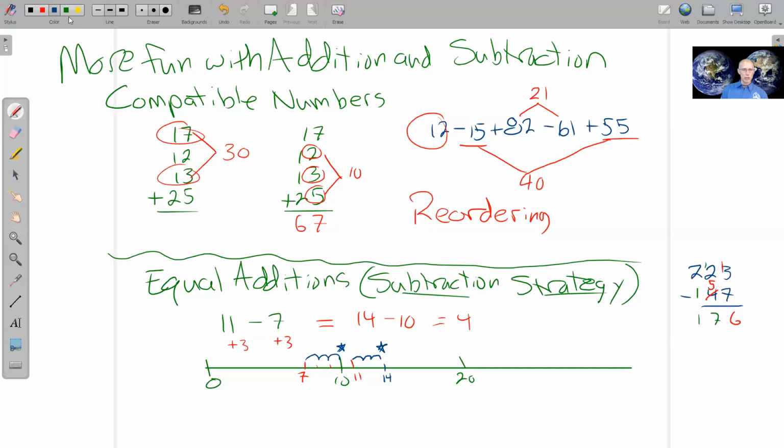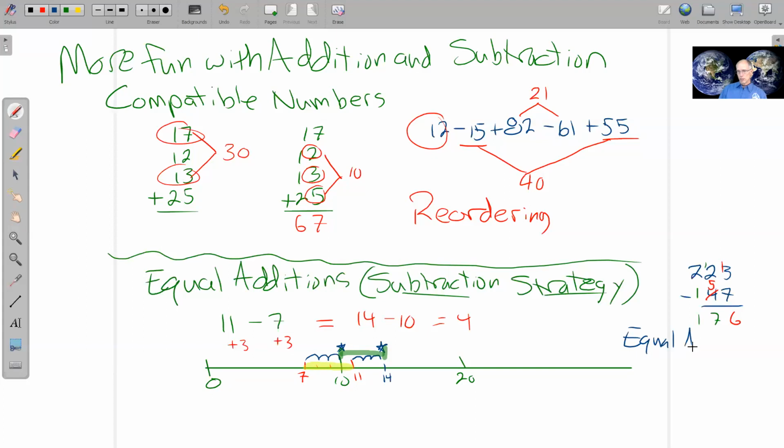And the point here is, highlighter, that the distance from 7 to 11 is the same as the distance from 10 to 14, because all I did is pick up each number and shift them the exact same amount. So both numbers just moved up the number line by 3 units. They're still the same distance apart. And that's what subtraction finds, essentially, the distance between 2 numbers. So that's why this equal addition works.